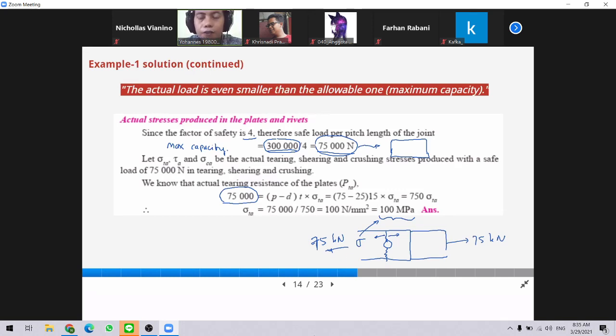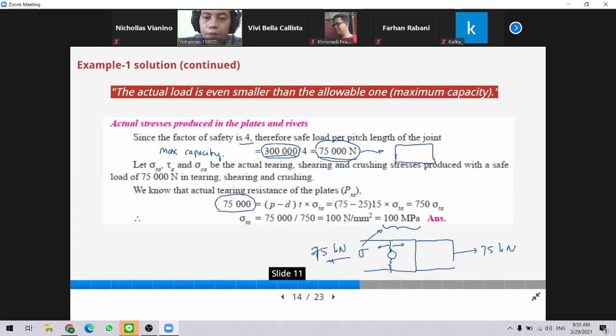Okay, for this first example, is there any question? Sir, I have a question, sir. Yes, please speak. How do we know the number of rivets per pitch? Because in some problems I found 1 and in others I found 2. Yes, it depends on what is mentioned by the problem or the figure shown by the problem.